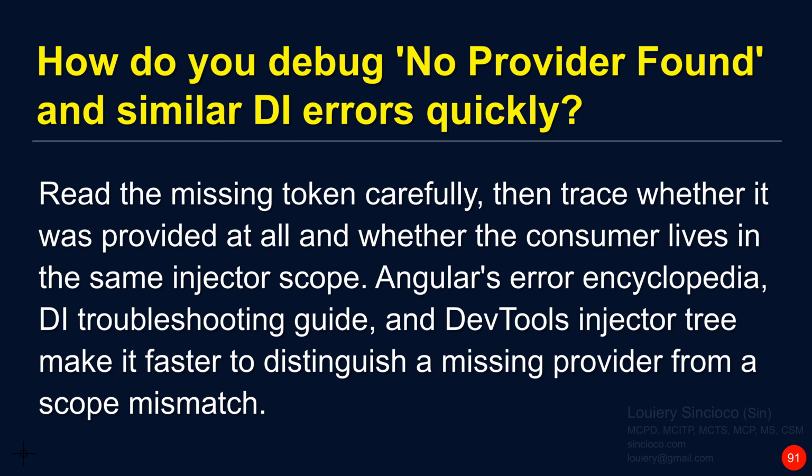How do you debug no provider found and similar DI errors quickly? Read the missing token carefully, then trace whether it was provided at all and whether the consumer lives in the same injector scope. Angular's Error Encyclopedia, DI Troubleshooting Guide, and DevTools Injector Tree make it faster to distinguish a missing provider from a scope mismatch.